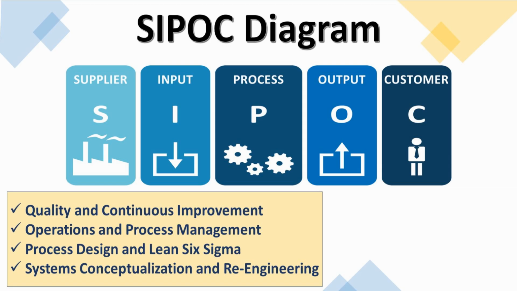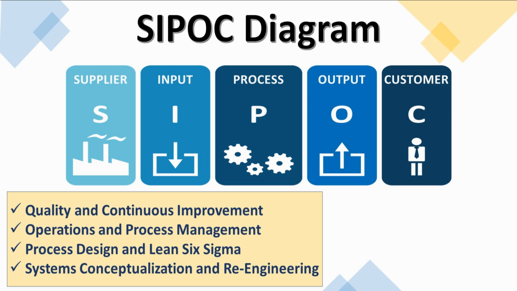This powerful tool is used in quality and continuous improvement, operations and process management, process design, and Lean Six Sigma. Let's dive into the details of the SIPOC diagram. What is a SIPOC diagram? A SIPOC diagram is a visual tool that summarizes the inputs and outputs of one or more processes.